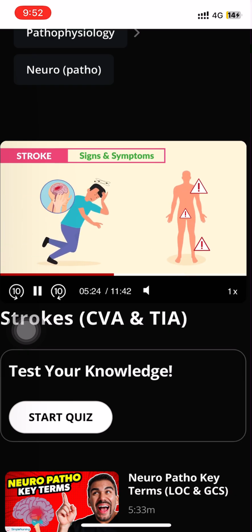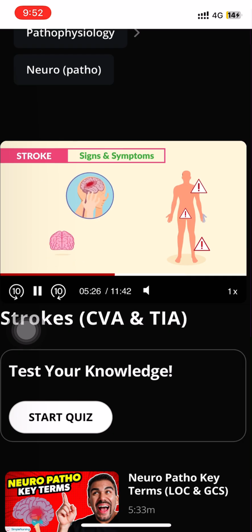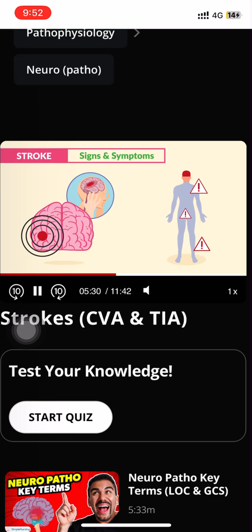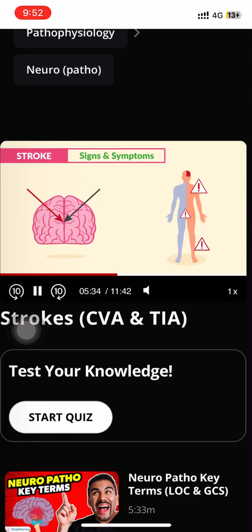Now, since strokes affect one side of the body, a left brain stroke will affect the right side of the body, and vice versa. A right-sided stroke will affect the left side of the body. So to help you remember this, just think of an X coming out of the brain and pointing down to the opposite sides of the body.